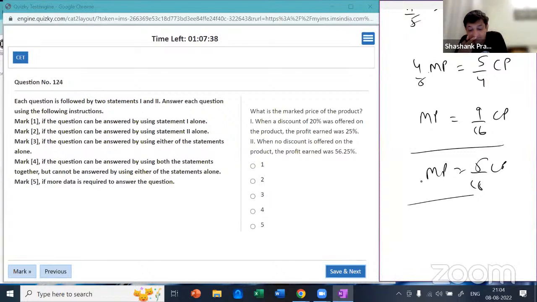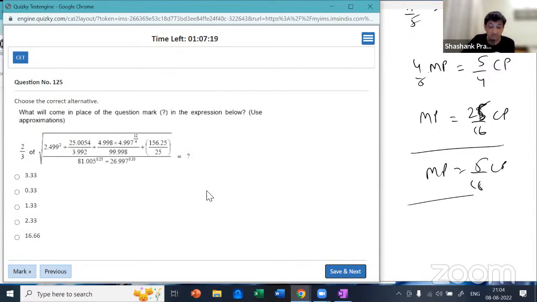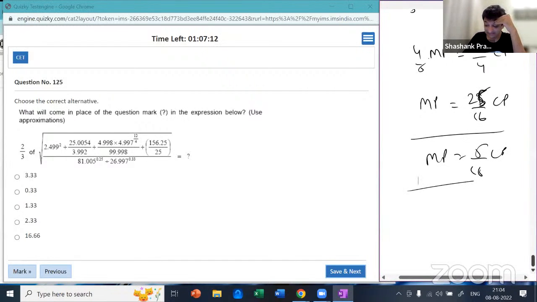Okay, I might be making a mistake somewhere. When no discount is offered, profit earned is, this will be 25 by 16, sorry. Yeah, 25 by 16, which is the same thing. So kuch bol nahi sakte na? More data is required. Okay, I have been burned once. I will try this. Okay, let's try this.